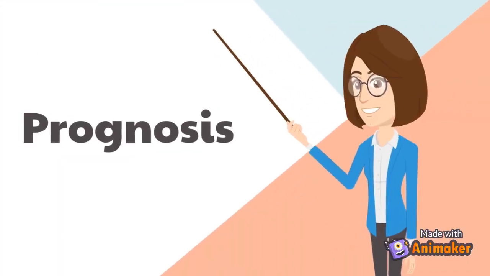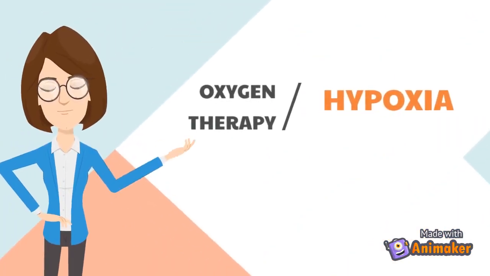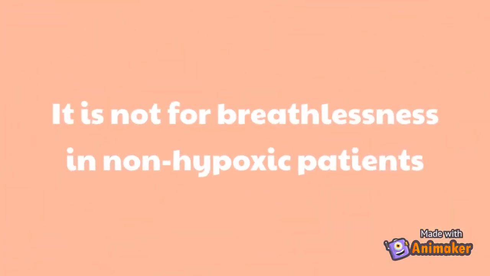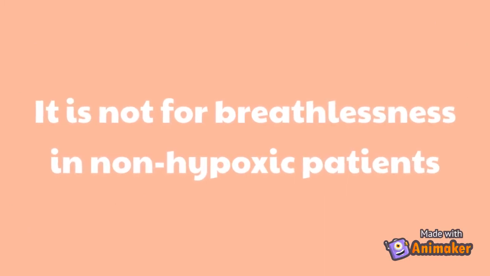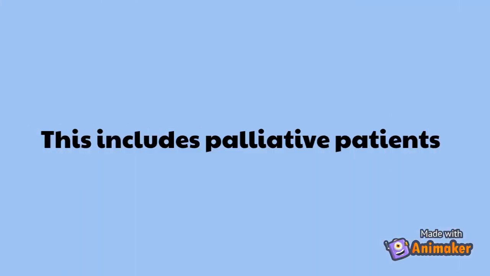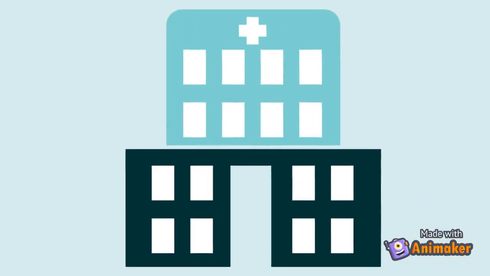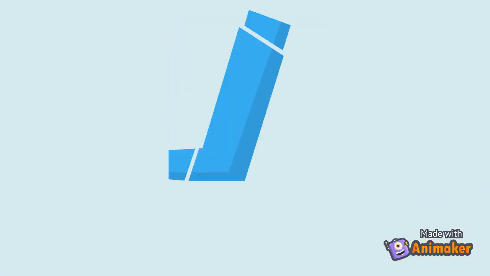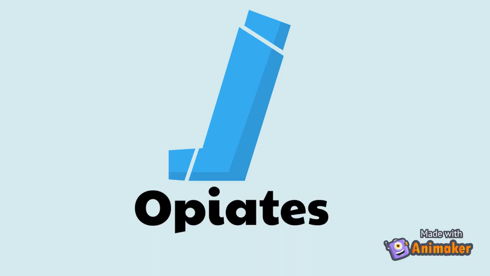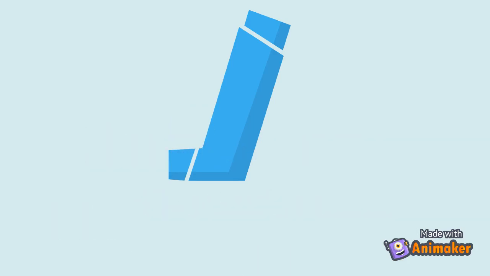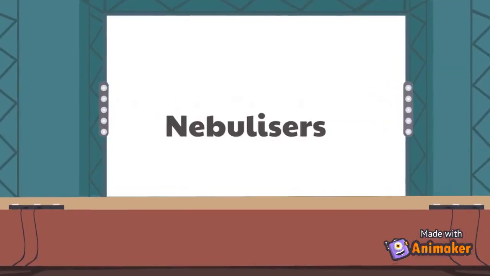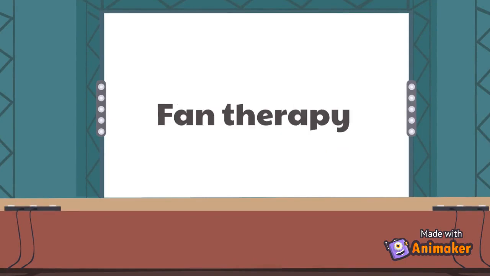Regardless of a patient's condition or prognosis, oxygen therapy is indicated for hypoxia. It is not for breathlessness in non-hypoxic patients. This includes palliative patients. For breathlessness, patients must be offered the appropriate treatment in the first instance. For example, inhalers, opiates, respiratory physiotherapy, anxiety treatment, nebulizers and fan therapy.